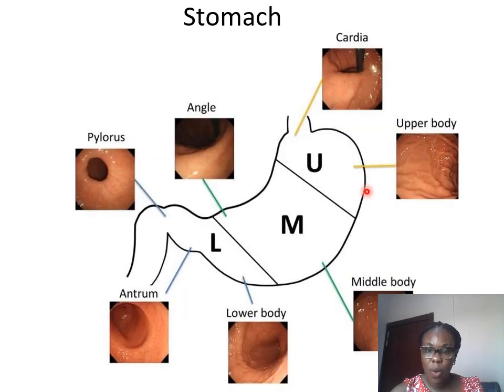Of course, while a patient is still undergoing endoscopy, the cardia of the stomach looks like this. The upper body of the stomach looks like this. The middle body, you can't see it. Then the lower body, the antrum, the pylorus, and so on.